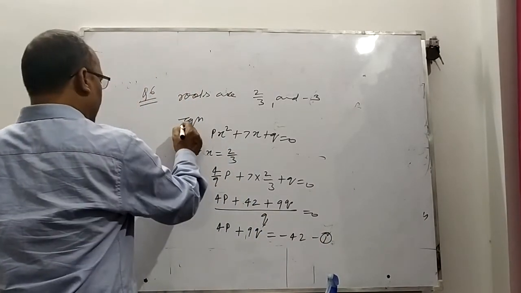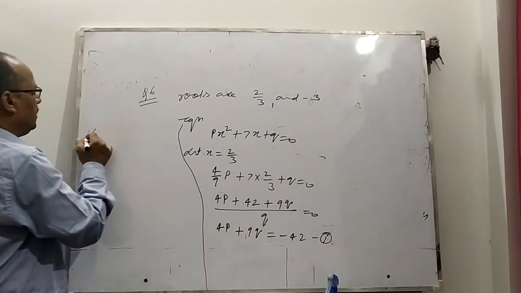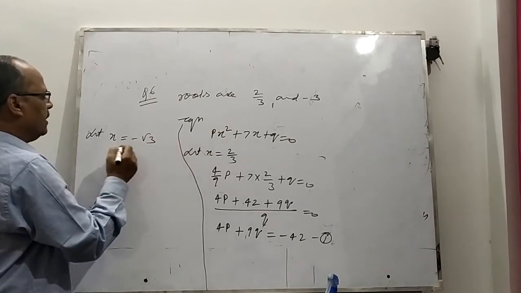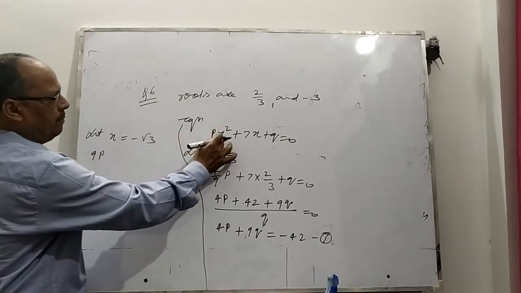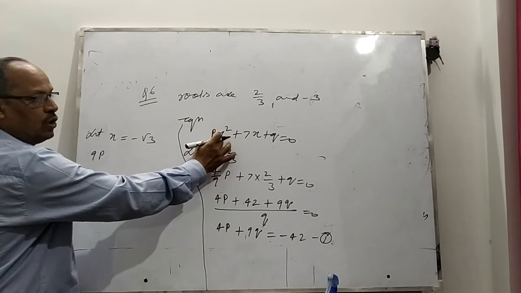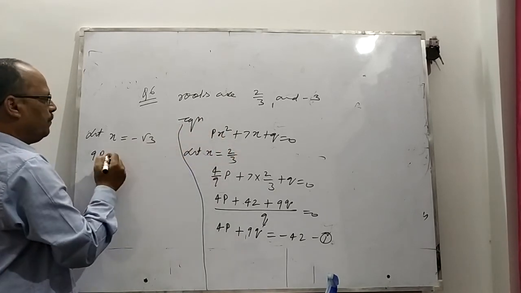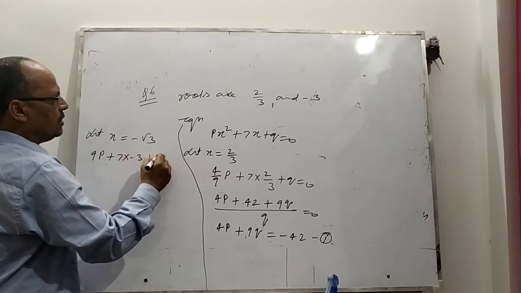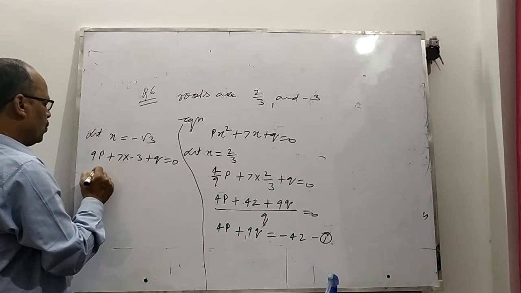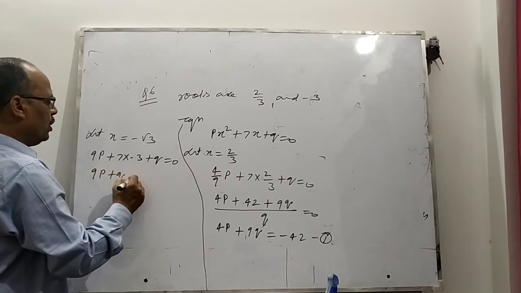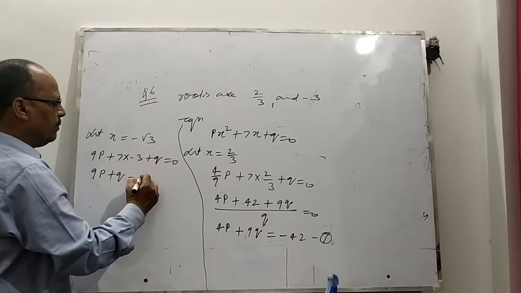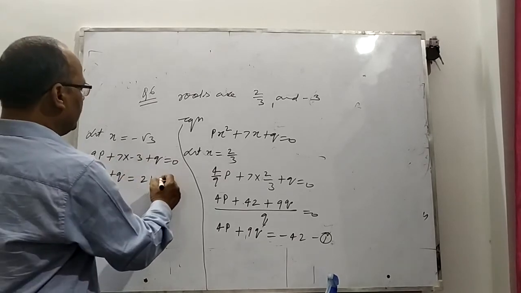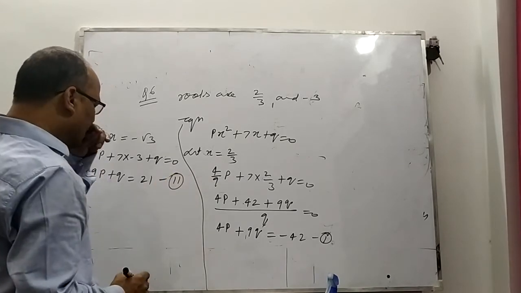Then you will find the second equation. Let x equal to minus 3. Here you put the value x equal to minus 3. So 9p plus 7 into minus 3 plus q equal to 0. So 9p plus q equal to 7 into 3, 21, or on this side it will be minus 21. Now you are getting the two equations, first and second. You will solve these equations.